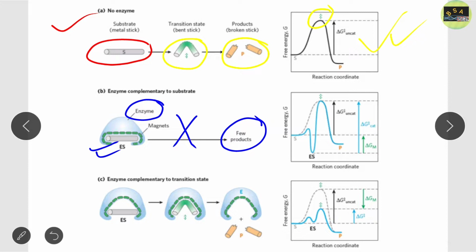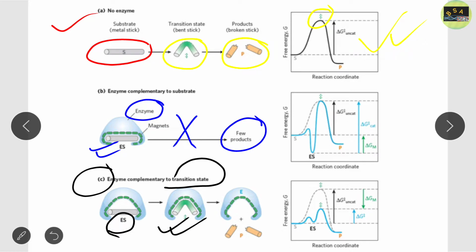Now if you see the third case, here the enzyme is complementary to the transition state. So here the enzyme substrate complex is formed. The enzyme binds with the substrate, no problem, but it is not complementary to the substrate. Here the second stage is formed, that is the transition state, and in the transition state the enzyme is complementary to it. When the enzyme is complementary to the transition state, then the transition state is formed, and it gives rise to active products. So here the interaction is more powerful as compared to the others.